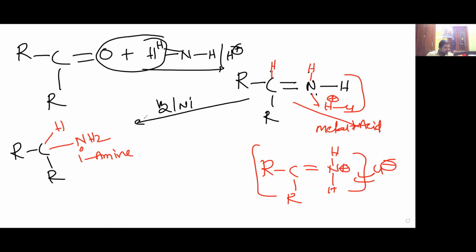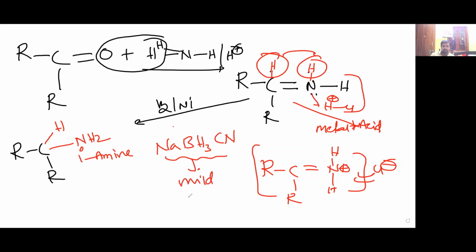Another new reagent you can use is a mild reduction, not so powerful a reduction. Why mild reduction? You are adding just a small number of hydrogens. So the most important other reagent I am introducing here is NaBH3CN. This is also a mild reduction.